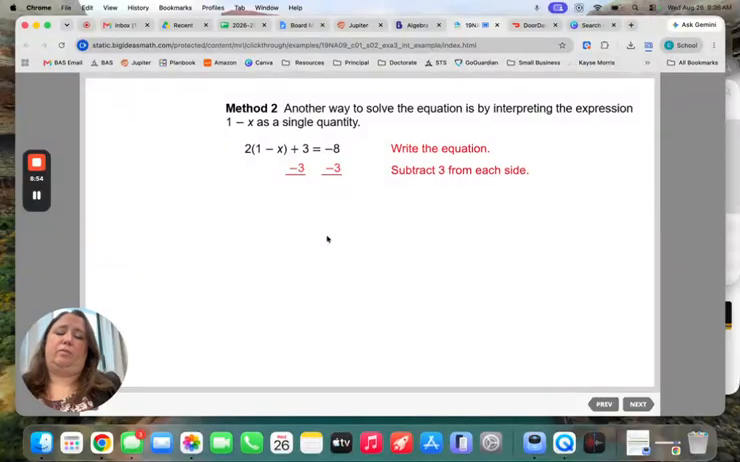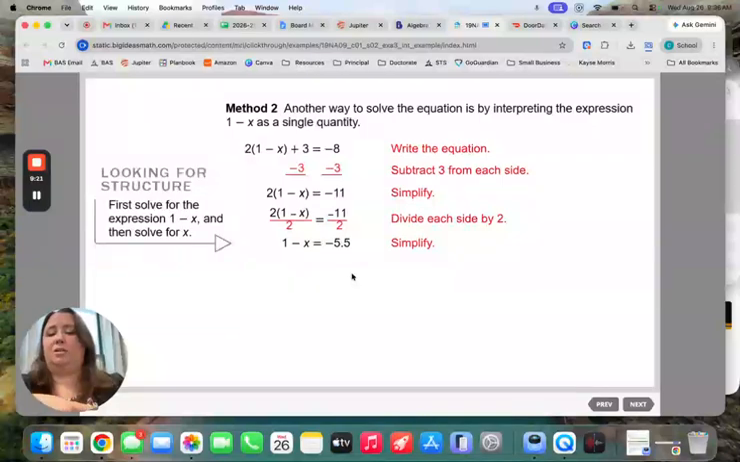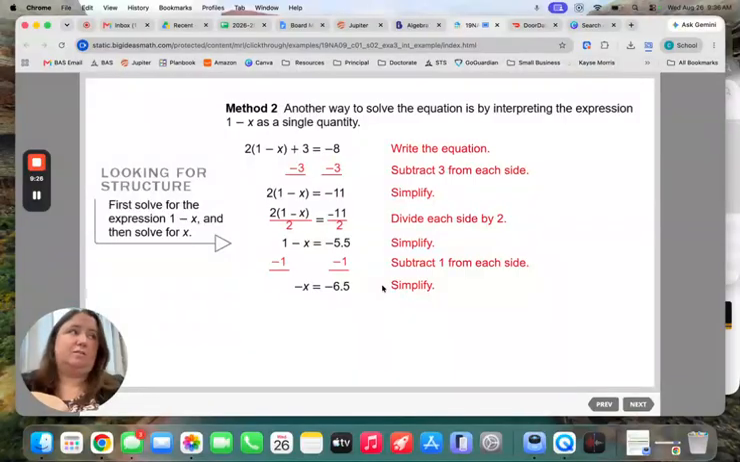Well, they decided to move the 3 first. So they moved the 3 first, and then we divide by 2. So what that does on the left, it cancels the 2, and I'm left with 1 minus x. Okay, so I have negative 11 over 2, which if you divide that, you get negative 5.5, and then I'm left with 1 minus x. That 1 is positive, so I'm subtracting it across, which means I get the negative 6.5.